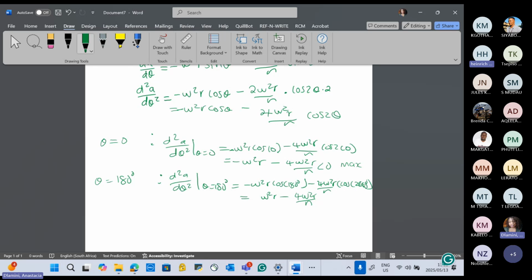Would it be positive or negative and why? I think it will be positive because n has to be bigger than 4. So the second term will actually be quite small. So it should be positive, I think. All done.